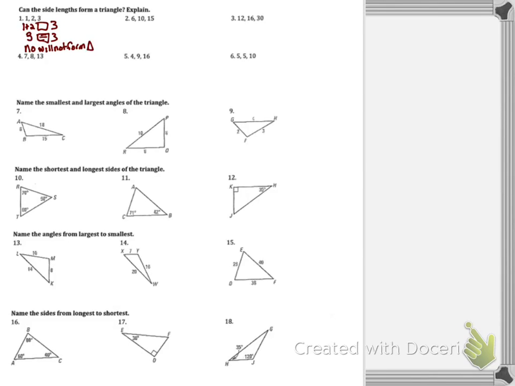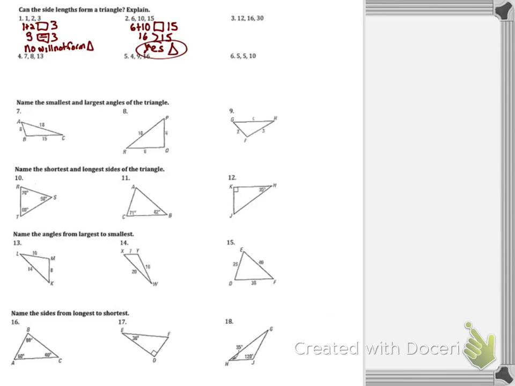Okay, so our second one, we have again 6, 10, and 15. We see that 15 plus 6 is greater than 10, and 15 plus 10 is greater than 6. So what we're interested in is if 6 plus 10 is going to be greater than 15, and you see that 16 is in fact greater than 15. So yes, it will form a triangle.